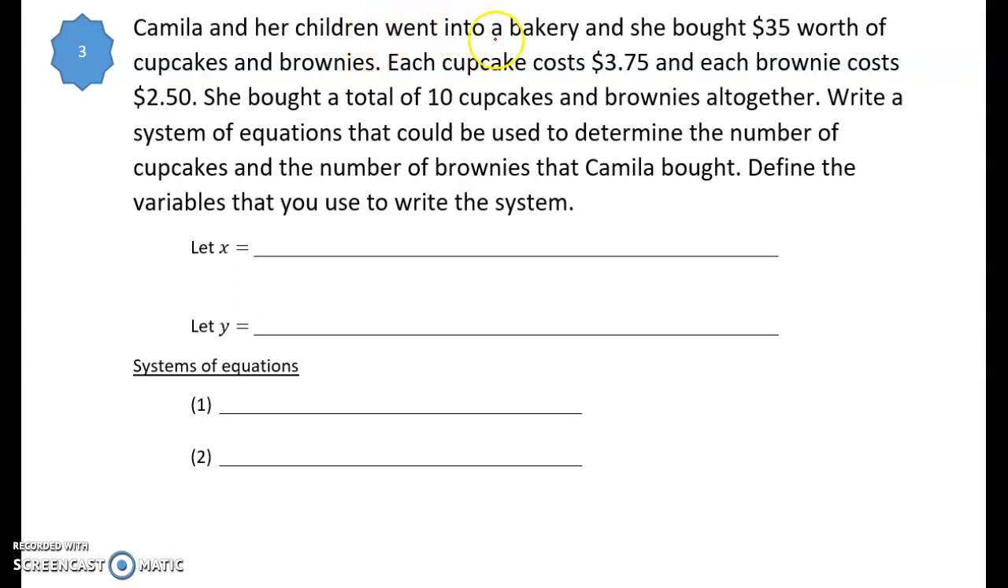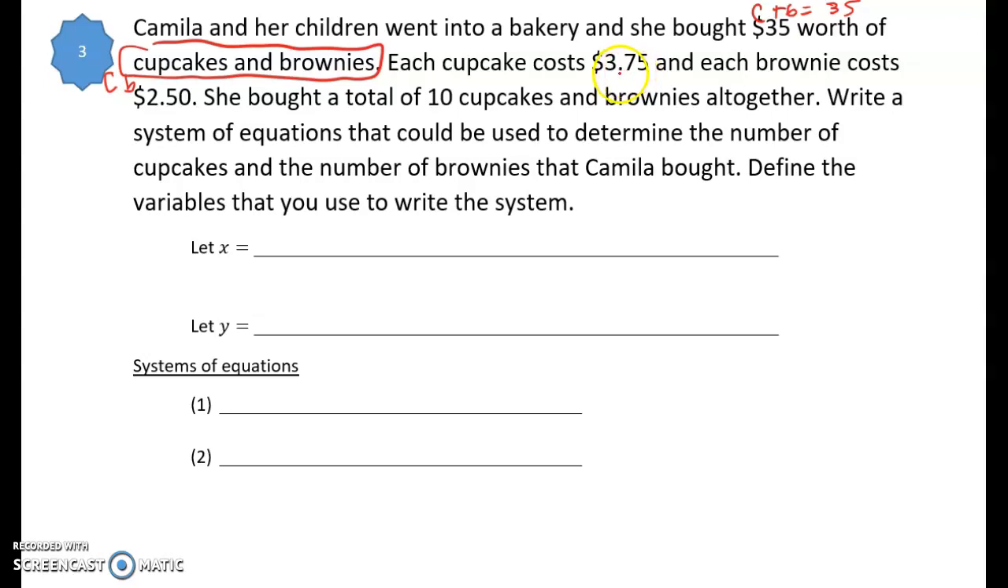Camilla and her children went into a bakery and she bought $35 worth of cupcakes and brownies. Oh, I look and I see cupcakes and I have brownies, and the total is $35. Thinking in math, I have cupcakes plus brownies to equal those $35. Each cupcake costs $3.75.